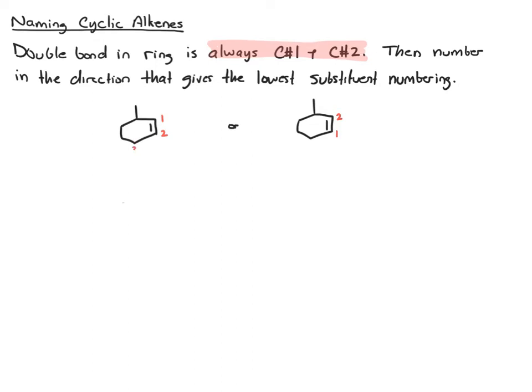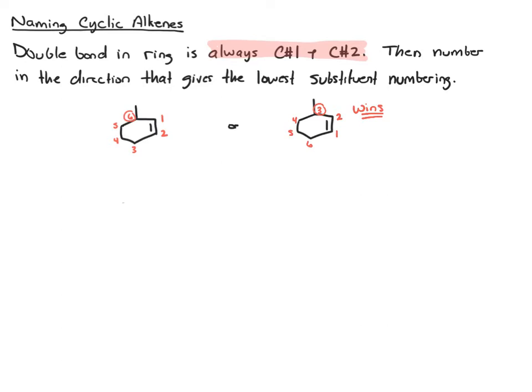So for our first case, we end up with a methyl at 6. And our other scheme, we end up with the methyl at 3. This numbering wins.